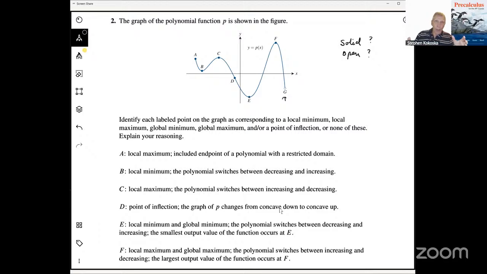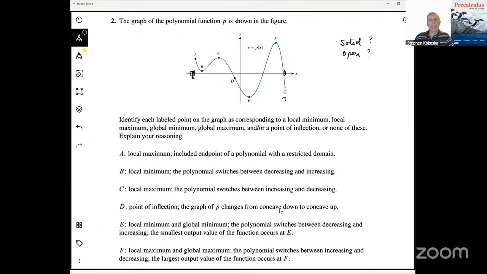So maybe another way to think about this is if the restricted domain of this polynomial is from this value on the x-axis to this one, this is included in the domain. I might put a square bracket there. This value is not included in the domain. Okay, so with a little bit of background about the annotations, what they mean in that graph, we want to identify each labeled point as corresponding to a local min, local max, global min, global max, or a point of inflection, or possibly none of these.